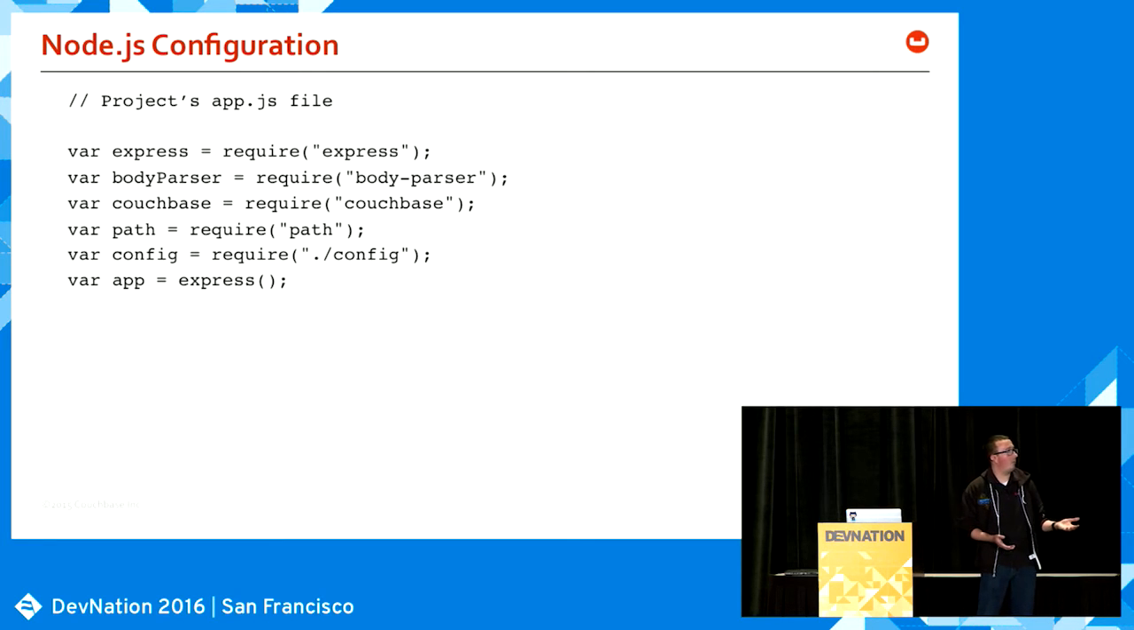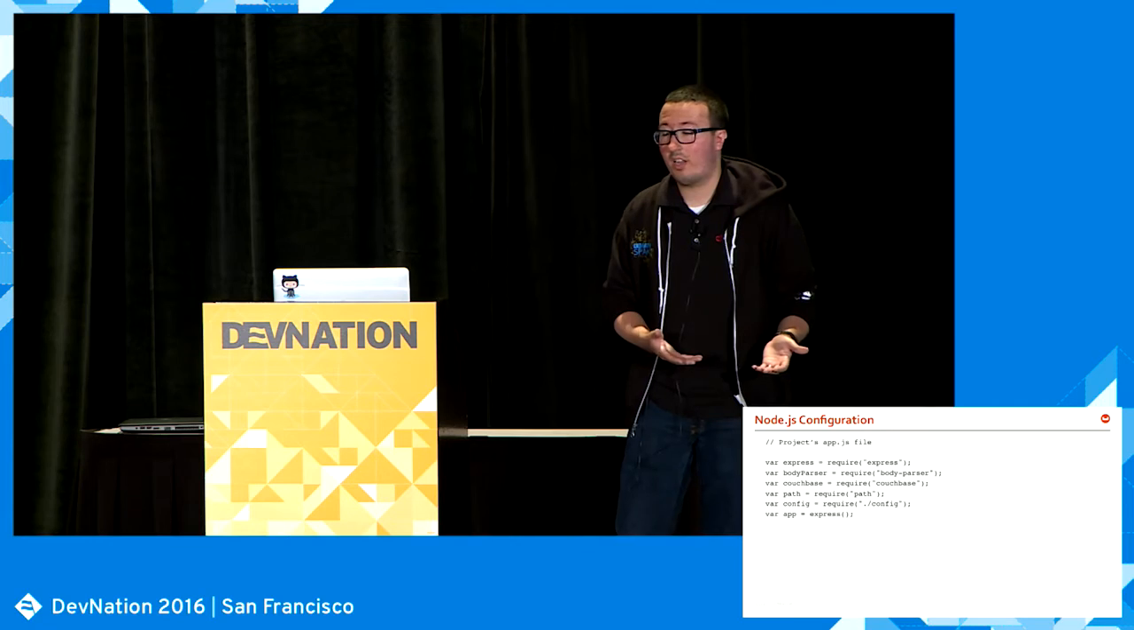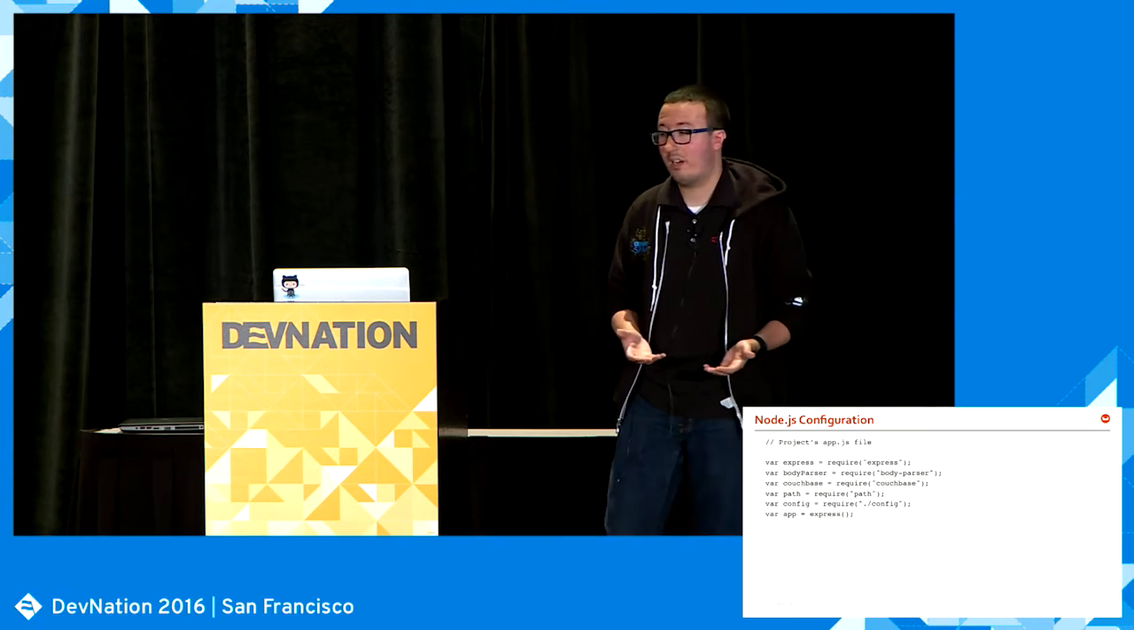Now I want to import them, so I want to use the Express framework. I want to use the body parser so that I can make post requests against my application. I'm including Couchbase. I'm including path so that I can access bits and pieces from the application. I'm including the configuration file that I just created, and then I'm initializing Express.